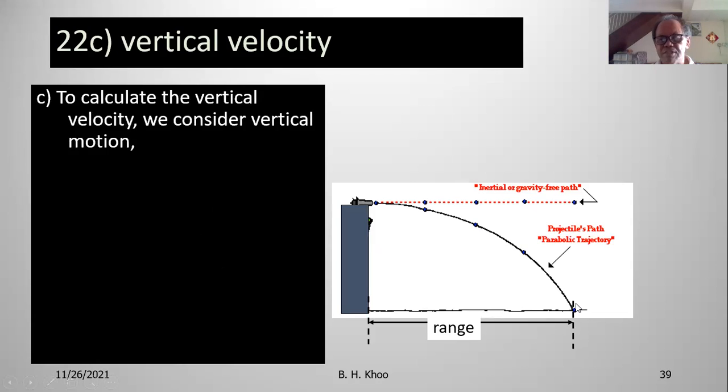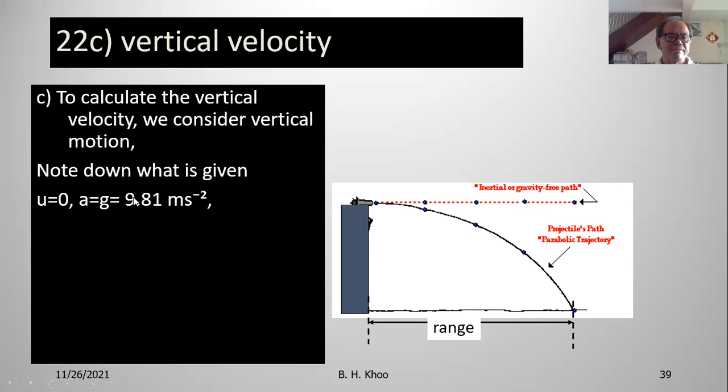Right? Vertical velocity here, at this point before I reach the sea. Okay, consider vertical motion. Note down what is given, then you can choose the right formula. You want to find V.